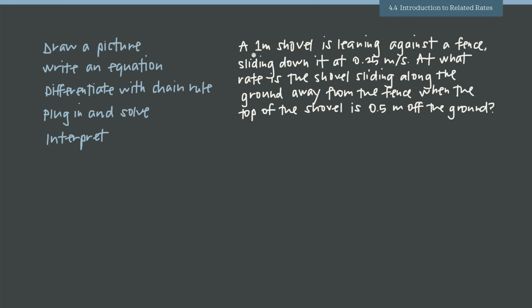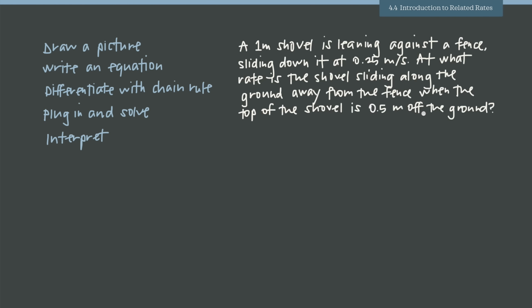In this example, we've been told that a 1 meter long shovel is leaning against a fence, sliding down it at 0.25 meters per second. And we've been asked, at what rate is the shovel sliding along the ground away from the fence when the top of the shovel is 0.5 meters off the ground?